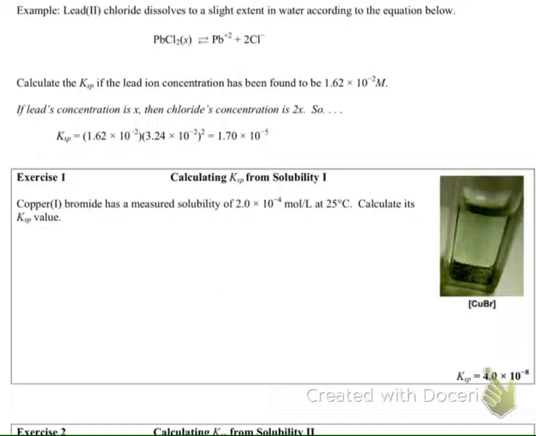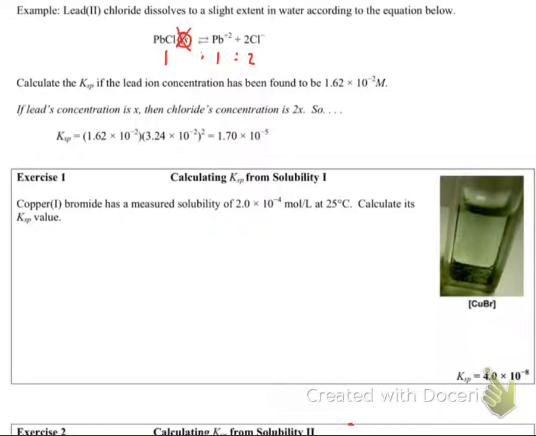What we are talking about in this unit is how certain solids will dissolve when put into water, and how they will reach a certain point when they won't, because too much solid has tried to dissolve and the solution can't handle any more. In this first example we're looking at lead 2 chloride dissolving to a slight extent, and we notice a 1 to 1 to 2 ratio between the lead 2 chloride and its ions. We also notice that there's going to be a solid here.